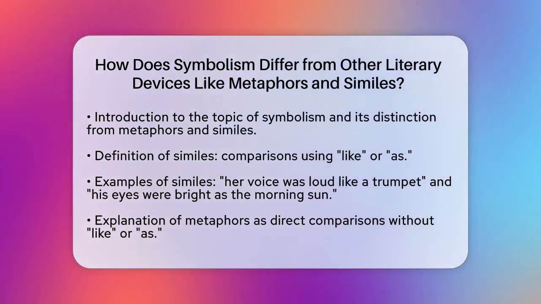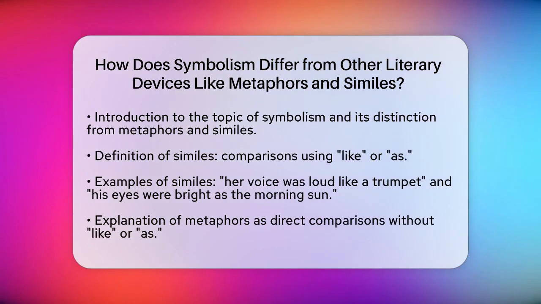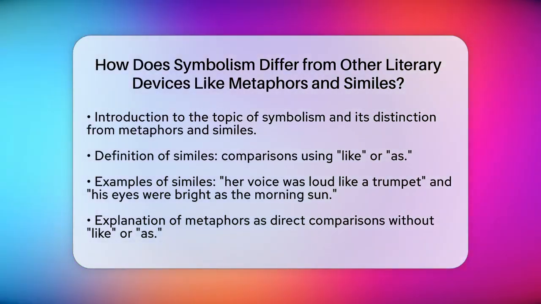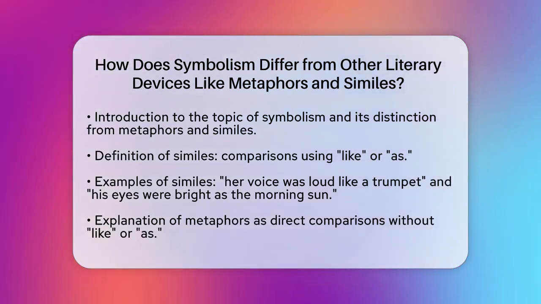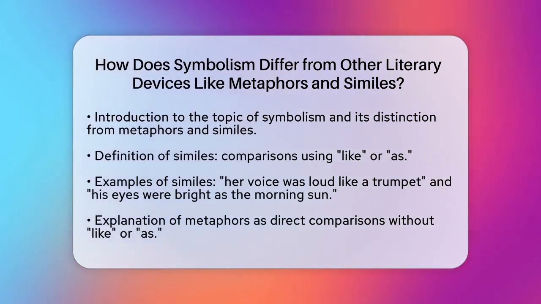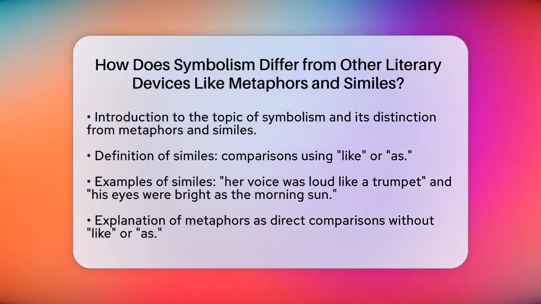First, let's consider similes. Similes are straightforward comparisons between two unlike things using the words like or as. For example, her voice was loud like a trumpet, or his eyes were bright as the morning sun. These comparisons are indirect and help create vivid descriptions without confusing the reader about what is real and what is not.